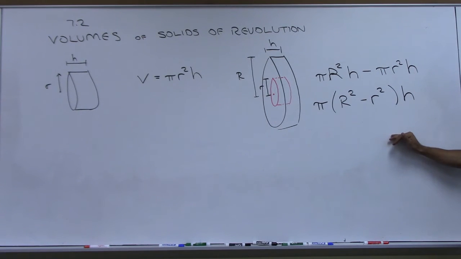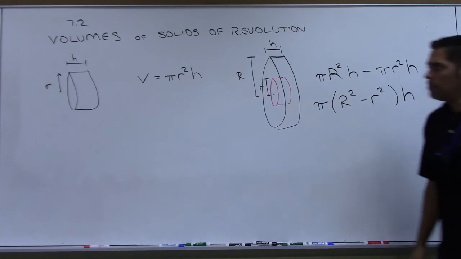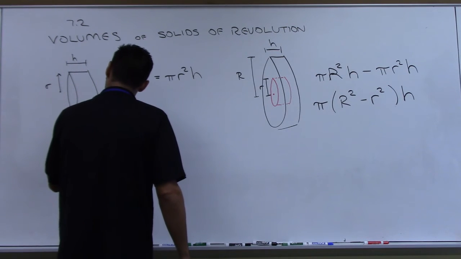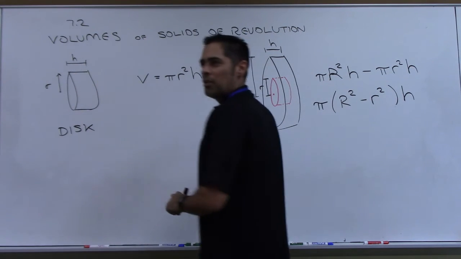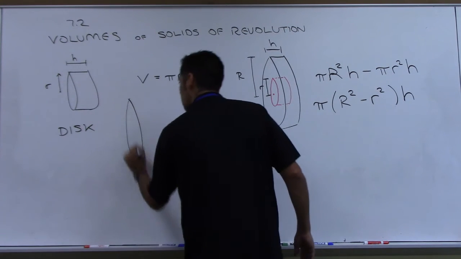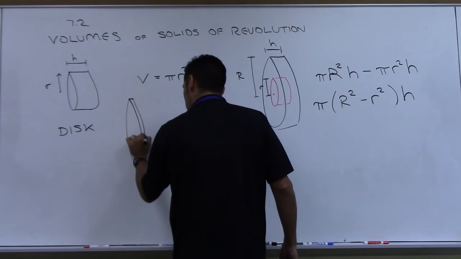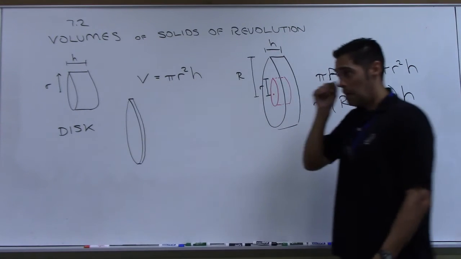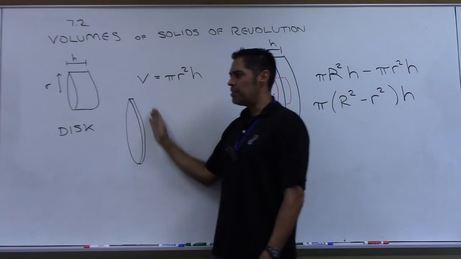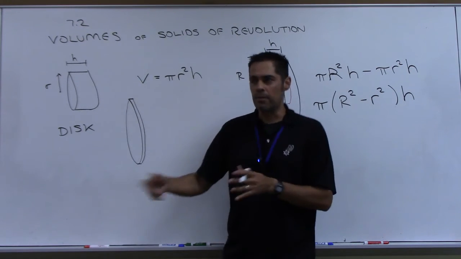Okay? No problems with that? This right here is what we refer to as a disk. And I know it doesn't look like a disk, but if you imagine a very, very thin cylinder like that, where your h is very small, then we create this thing that looks like a disk, right? You throw it, it's a disk.